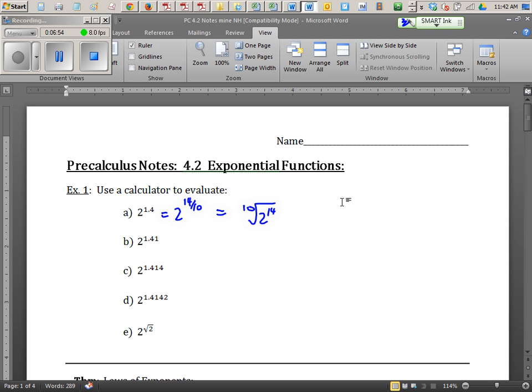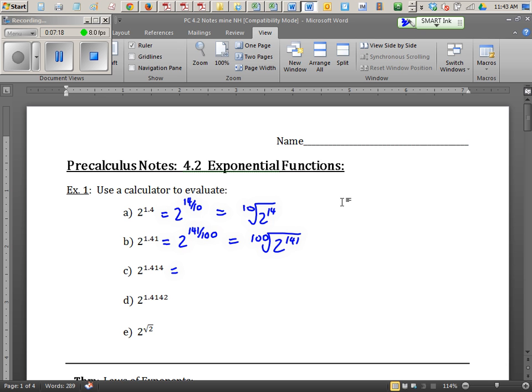Let's look at the next one. This would mean 2 to the 141/100ths. In other words, it literally means the 100th root of 2 to the 141. See? That's all. That's what it means. I can understand that. Big number. Try to find the 100th root. Right?